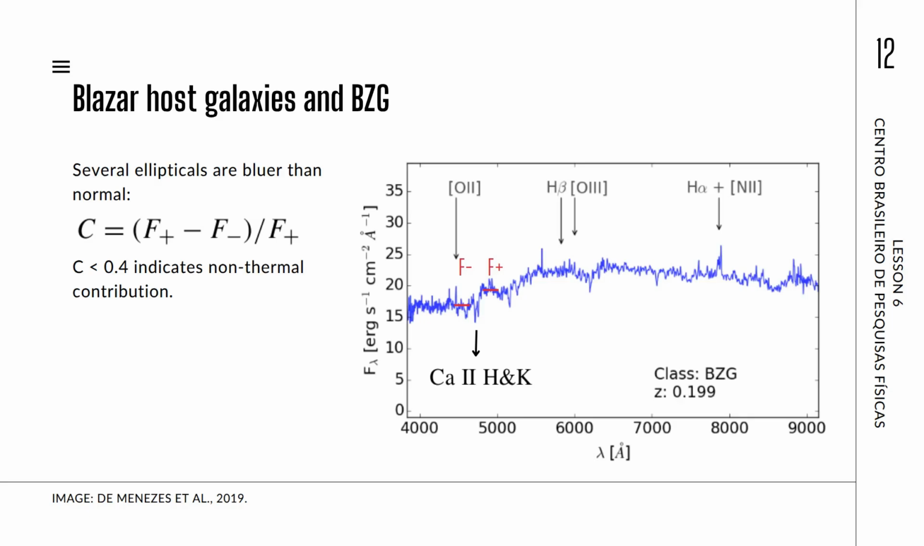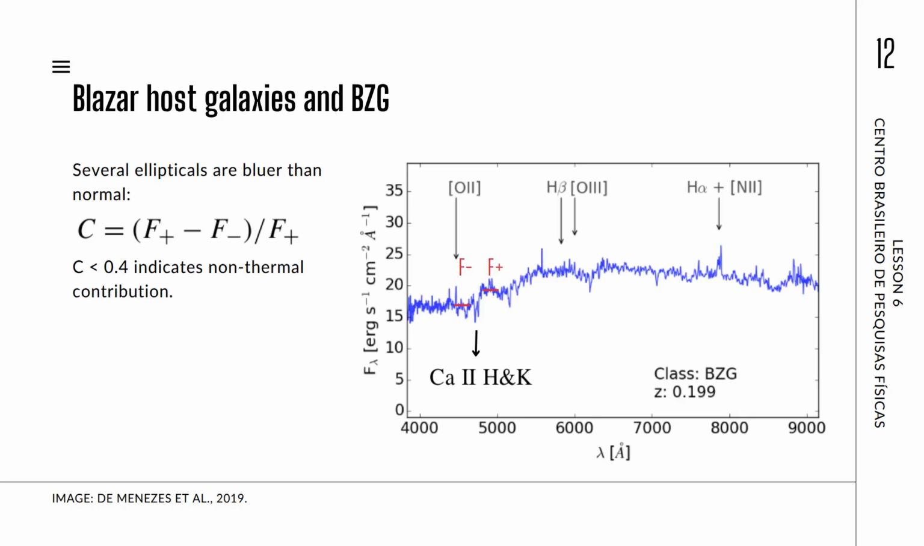What I mean by significant is that we cannot explain this contribution by any means with stellar emission. This precise number, 0.4, is actually a convention, but it just means that we cannot explain it with stellar emission. This will be very useful for you, just this coefficient. This kind of galaxy we call, depending on the catalog, BZG, a blazar of galaxy type. It's just that we have a hint of blazar emission there.